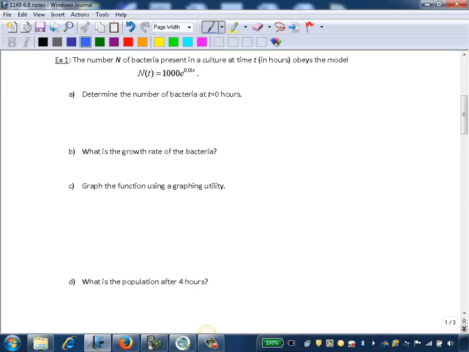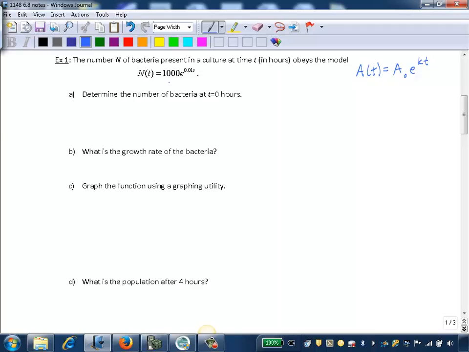So in part A, they want us to determine the number of bacteria at t equal to 0 hours. Well, if time is 0, no time has passed. So that would be the beginning, the original amount of bacteria. So let's just review that general form of our exponential law. So we have our A of t equals our original amount, a sub 0 times e to the kt. So in our example here, instead of a, we've got n for the number of bacteria. So a sub 0 is the original amount. Well, here, our a sub 0, the number that's being multiplied by e, is 1000. So that is going to be our original amount of bacteria in the culture.